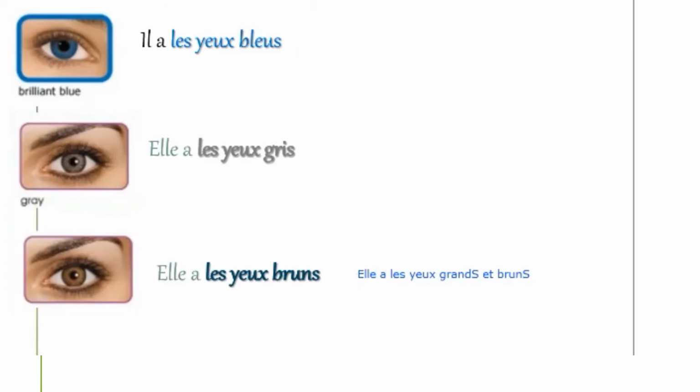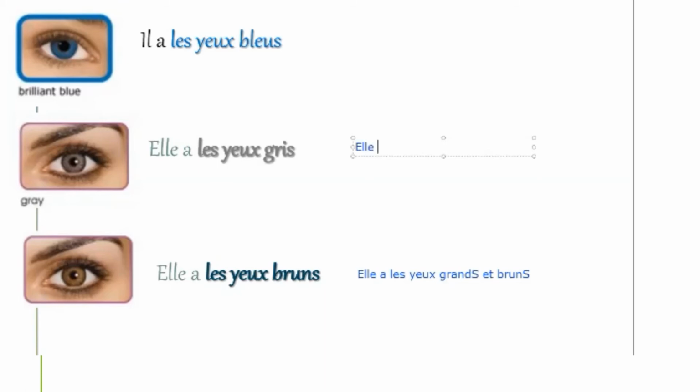Allô? Miss, what you said, please? You're going to put the size first and then the color. So, elle a les yeux grands et bruns. She has big brown eyes. Size, then color. If she had small gray eyes, what would we say?